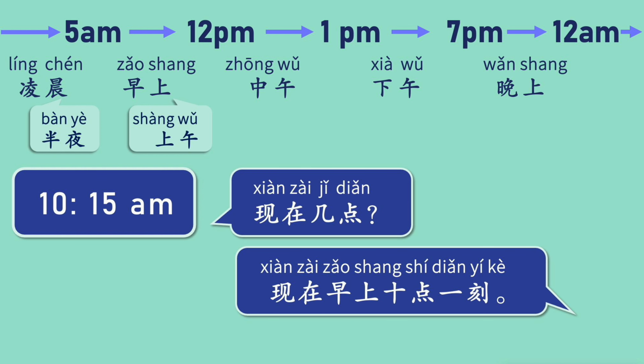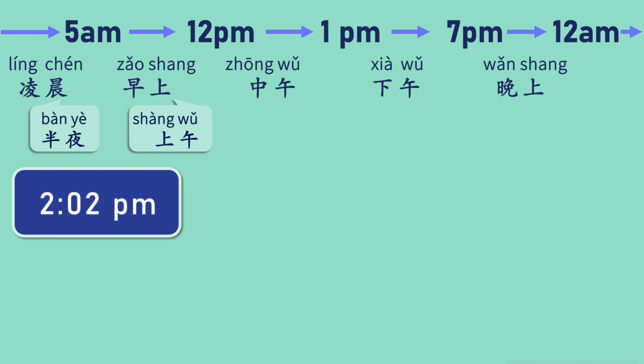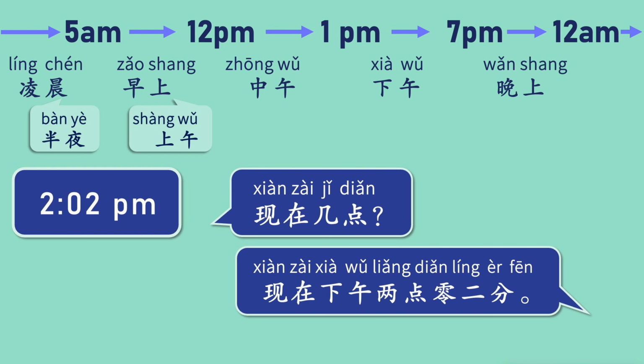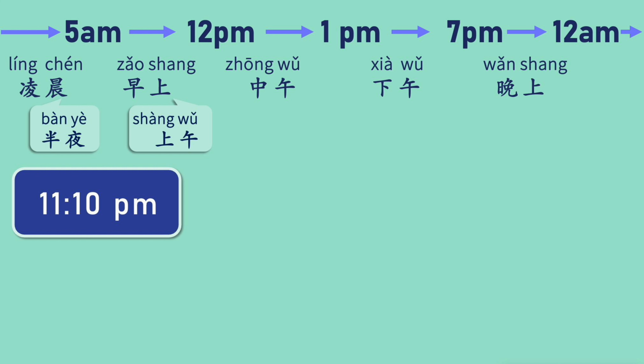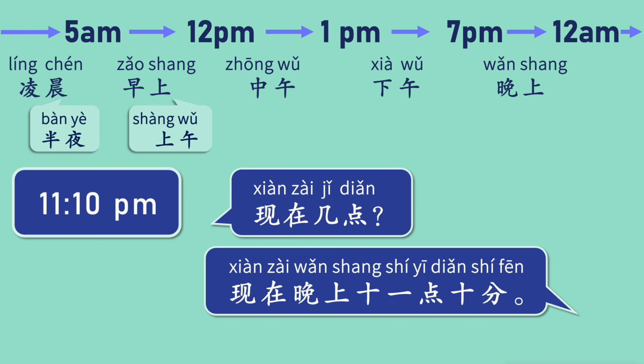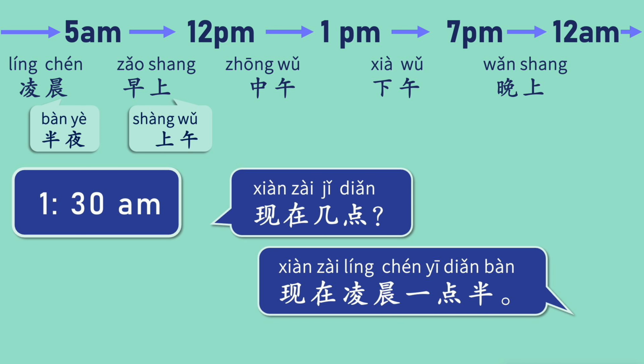现在几点? 现在早上10点一刻. 现在几点? 现在下午2点02分. 现在几点? 现在晚上11点10分. 现在几点? 现在半夜1点半. Okay, this is all of today's content.